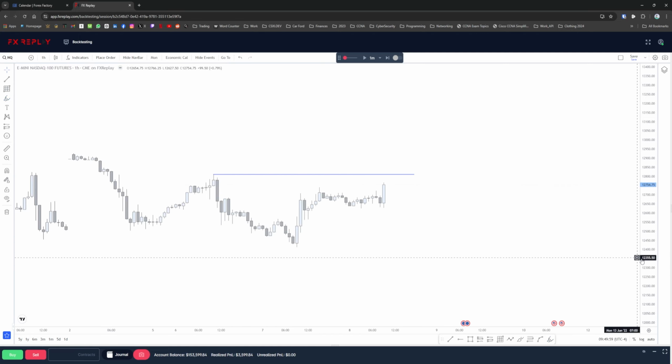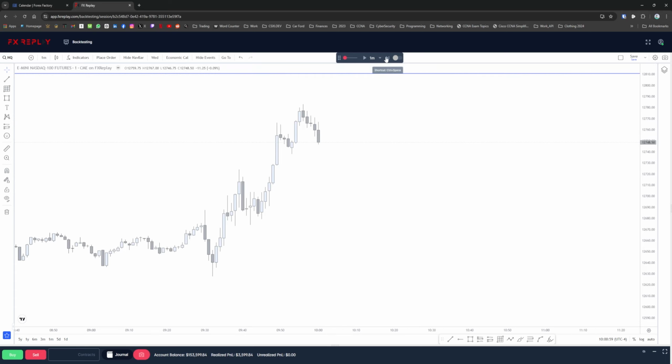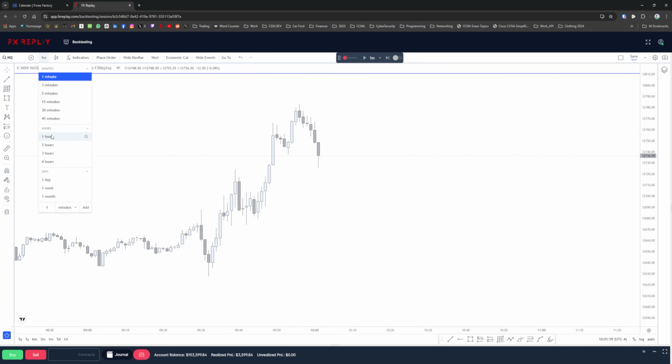Accumulation, manipulation, distribution. It's just an idea. AMD, keep it in mind. We're at 9 a.m. 10 a.m. is going to close in 10 minutes. I think I'd want to see what 10 a.m. does. Cool. We're at 10 a.m.